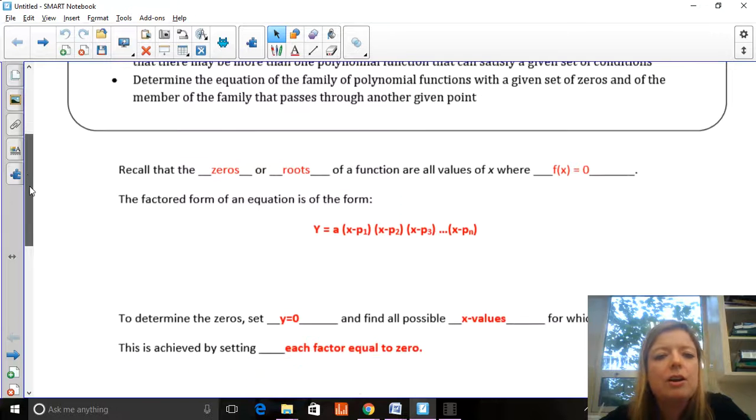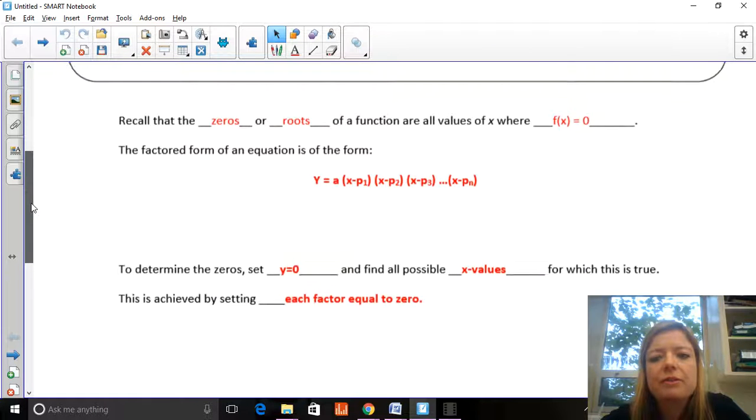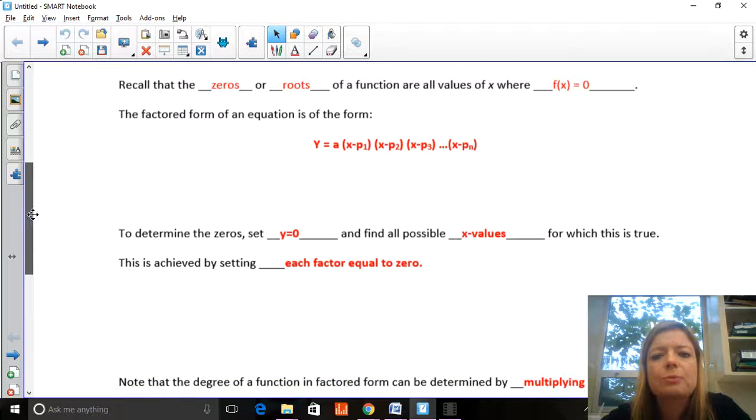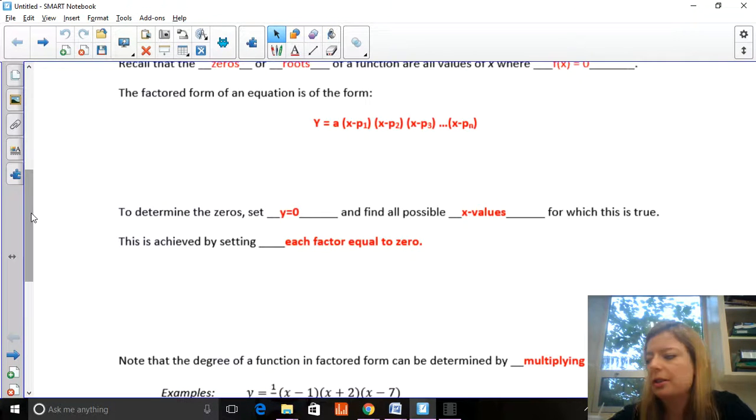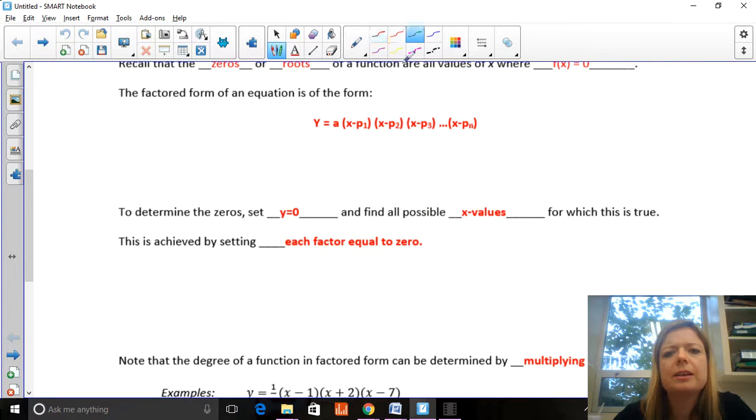Okay, so recall that the zeros or the roots of a function are all values of x where f of x is equal to 0. So the y value is 0. That's what it means to be on the x-axis. So the factored form of an equation is of this form. Notice here, don't forget about this a value. There's some a value out front, and if there is no a value out front, then that just means a equals 1.